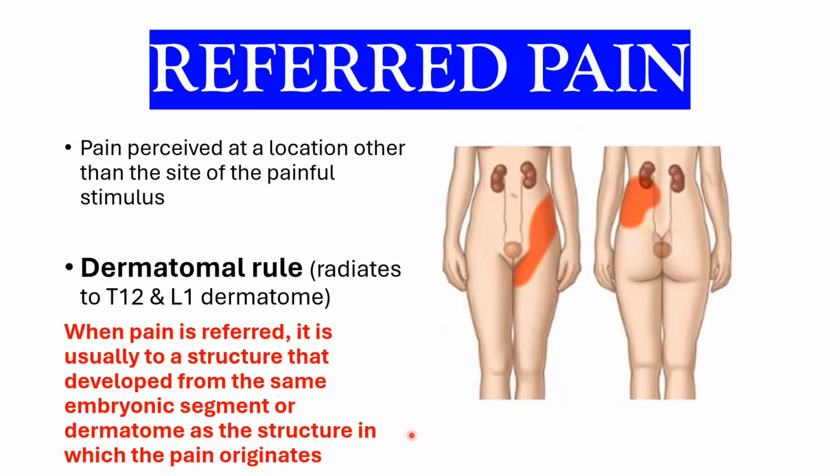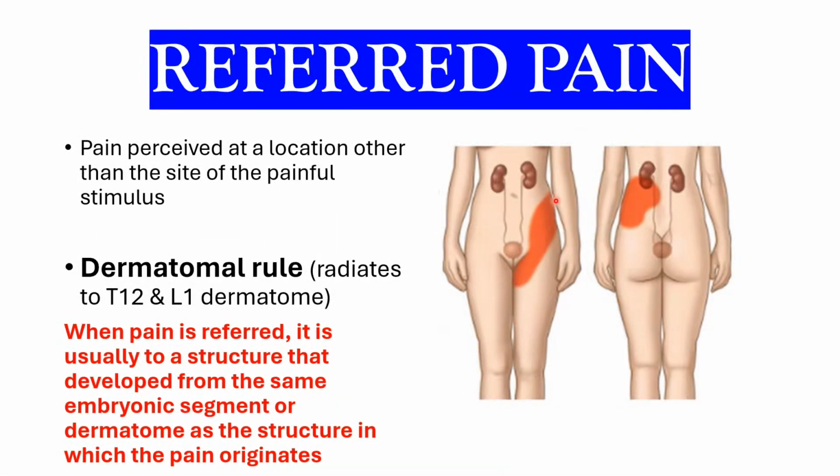Because we said in the previous slide that for the nerve supply of the ureter, we have the sympathetic and the parasympathetic. Sympathetic is T12 and L1. Parasympathetic is S2, S3, S4. So if there's a stone within the ureter, the pain would radiate along a dermatome.